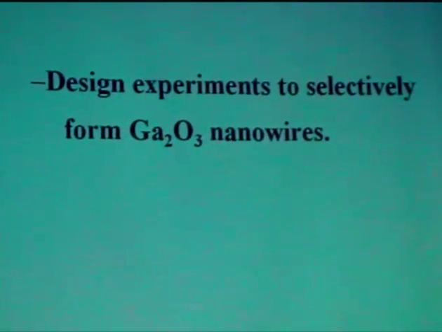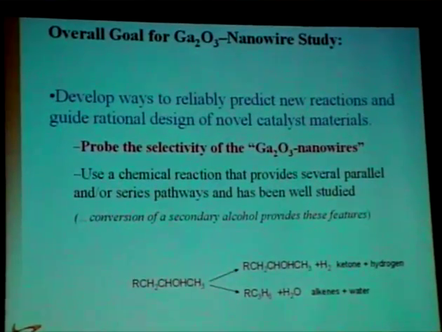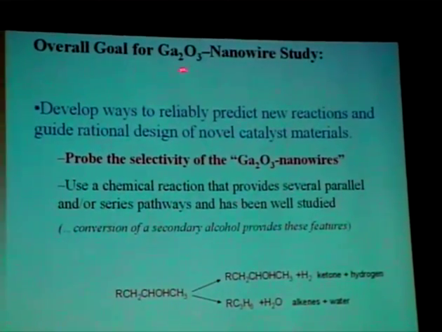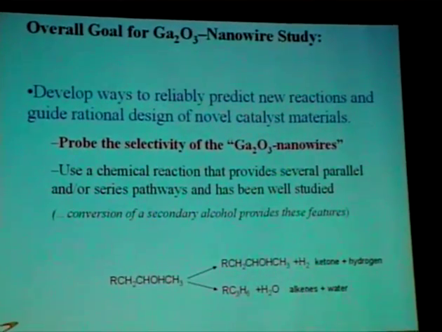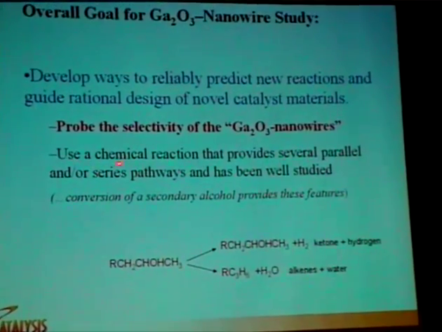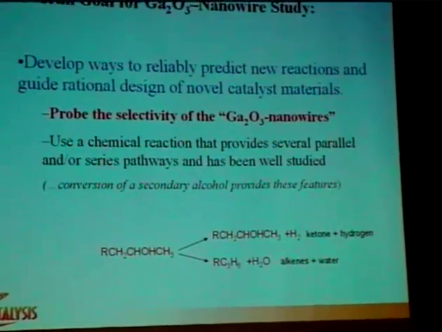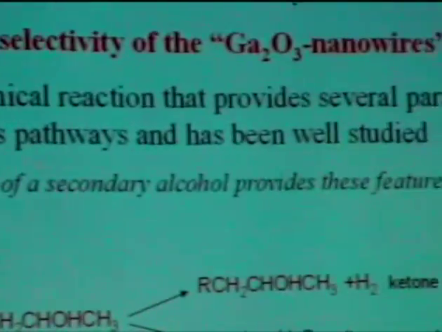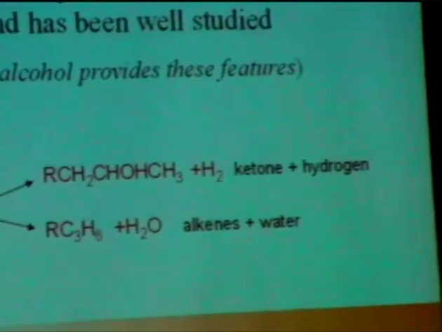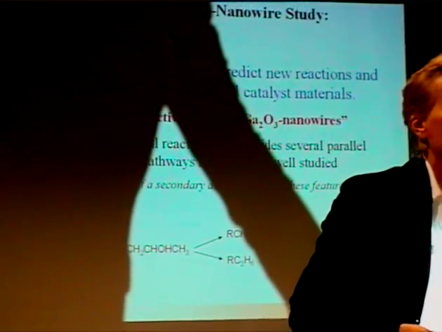And we were thinking what type of experiments would make sense. And in collaboration, talking with Bert Davis early on, the overall goal was to see what the nanowires could do in some systems that have been very well studied in the past. For example, we're looking at chemical reactions that provide several either parallel or in-series pathways, such as the conversion of a secondary alcohol, where you start with a secondary alcohol to ketone and hydrogen, or in another pathway, alkenes and water. But again, now we have to go back and first do our first task and form these nanowires selectively.